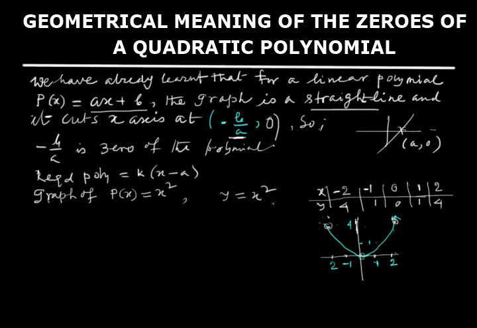Now we'll discuss the quadratic polynomial. If we draw the polynomial y is equal to x square, we take some points: minus 2, 4; minus 1, 1; 0, 0; 1, 1; 2, 4. We observe that y is 0 when x is 0, and when x is equal to 1 and x is equal to minus 1, y is 1 in both cases. When x is 2 and minus 2, the value of y is 4 and 4. So when you join them, we get a U-shaped curve. So any quadratic polynomial has a U-shape.